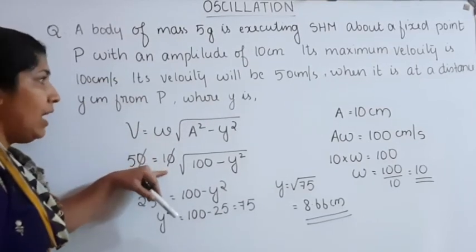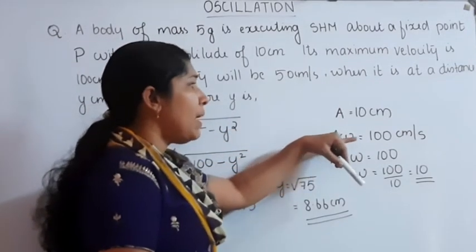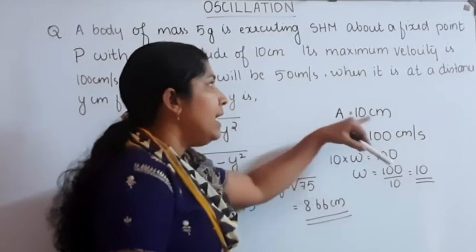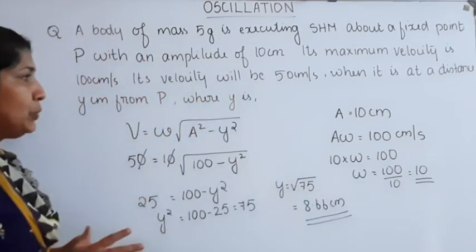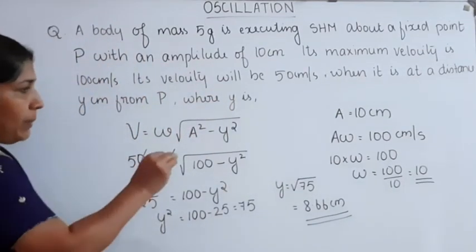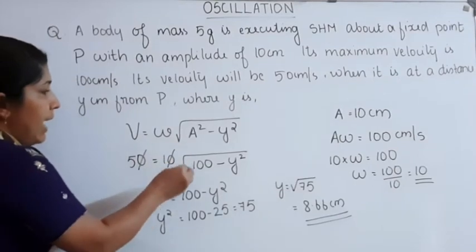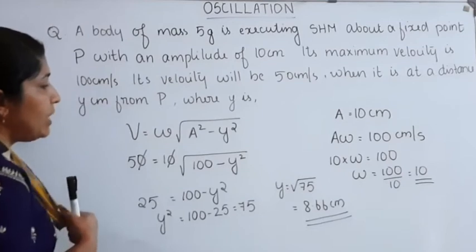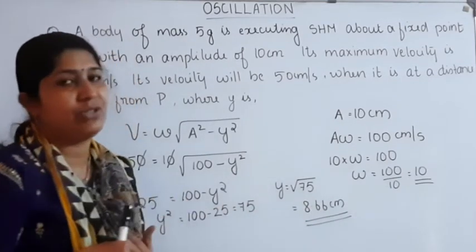What about omega? Omega can be found out from the maximum velocity. Maximum velocity a omega is equal to 100 centimeter per second. Then a is equal to 10. Then omega is equal to 10. Then we can substitute that value of omega in this equation, and on rearranging, we got the value of displacement y is equal to 8.66 centimeter.